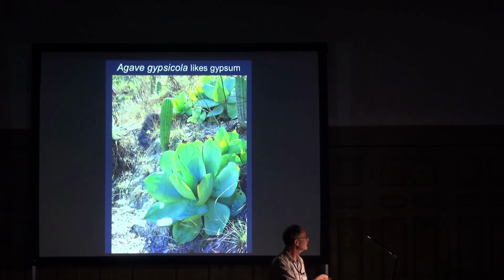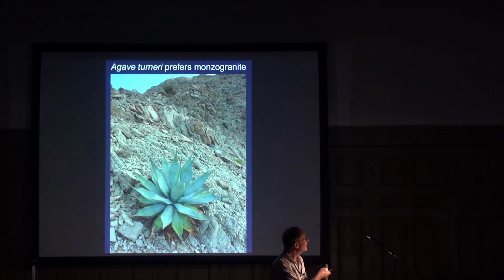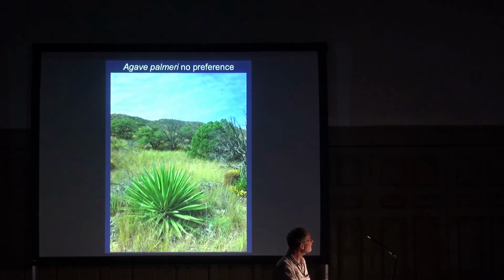Agave gypsicola, so named because it grows on gypsum for the most part. Agave turneri, it likes, like I said earlier, the monzonite granite soil, and you can see all that white soil there. Very crumbly stuff, very attractive plant set up against that interesting backdrop there, and really cool looking rock. Then Agave palmeri seems to have no preference, and it'll grow in the grasslands of southeastern Arizona.